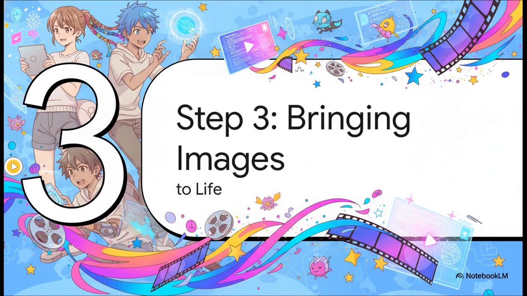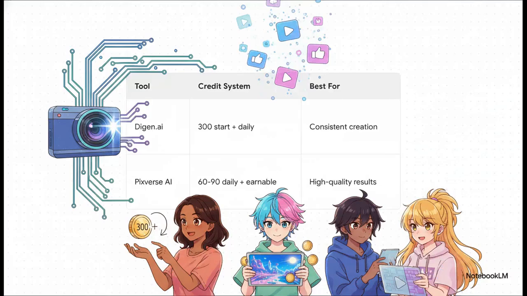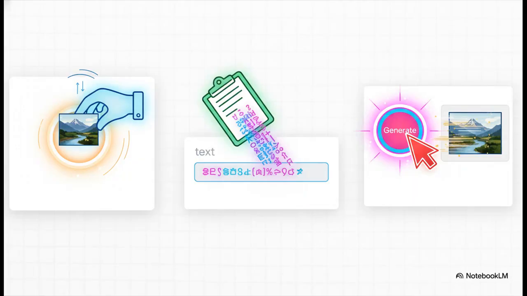Okay, so we have our images and we have our voiceover. Now for the really cool part, the magic trick. Let's make those static images move. You've got a couple of great free options here. Digin.ai is perfect if you want to be consistent because it gives you a huge chunk of credits to start and then tops you up every single day. On the other hand, PixAI is your go-to if you're really aiming for that super high-quality cinematic look. But you know what? No matter which tool you end up choosing, the process is pretty much identical. It's a simple three-step dance. You upload your image, you paste in that video prompt from ChatGPT, and you smash that generate button.